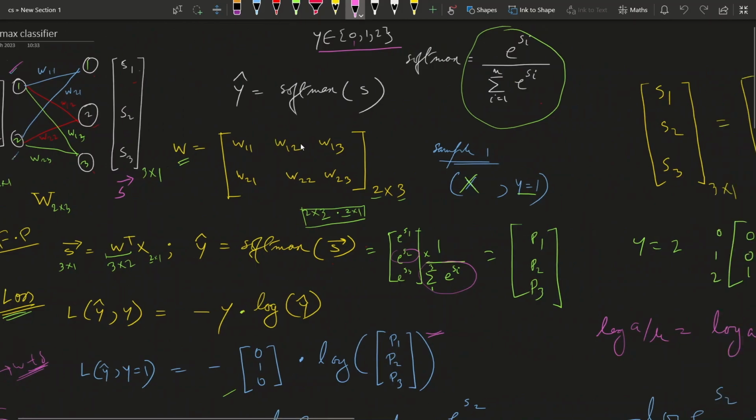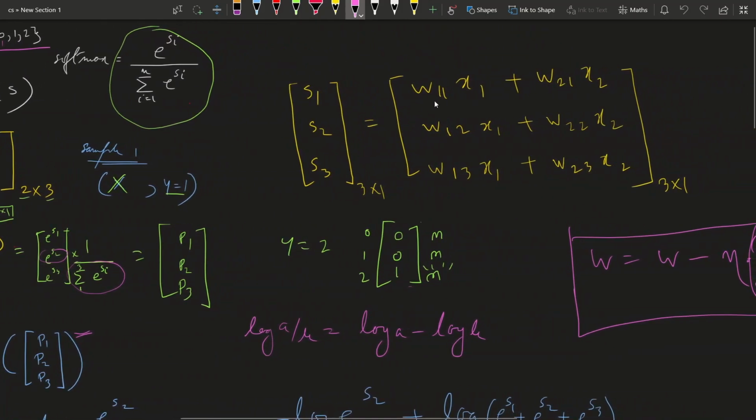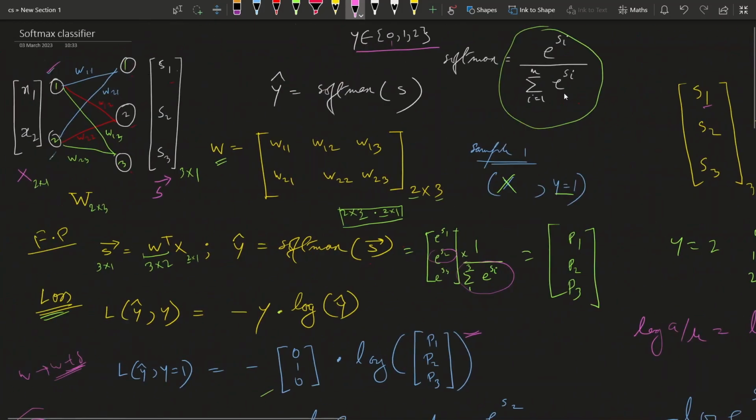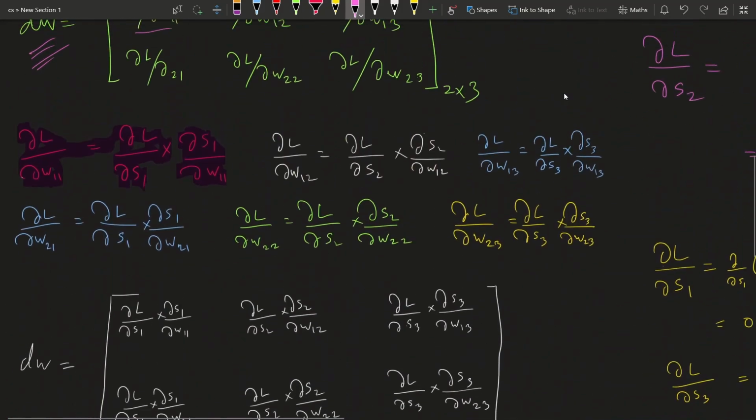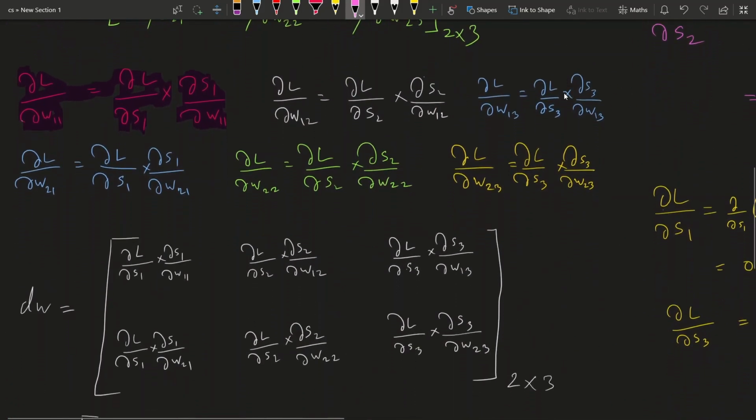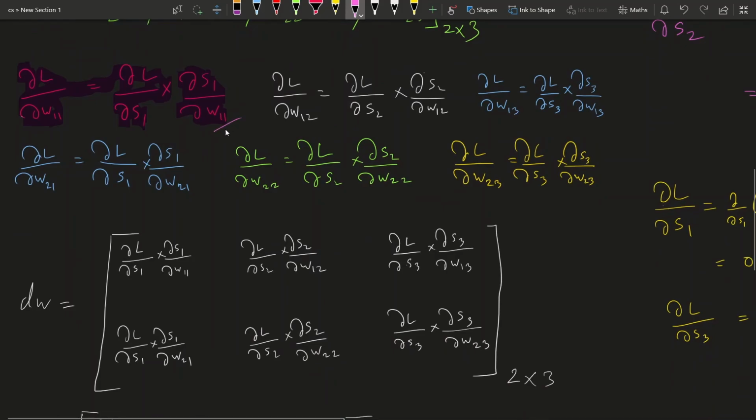Now S1 is related to W11 because, as you can see, the S vector, which is basically the score vector, is something like this. This is essentially W transpose X. So if you compute W transpose X, then this is the vector that you get. And as you can see, W11 is related to S1. Similarly, W21 is also related to S1. So in this one, as you can see, del S1 by del W11.